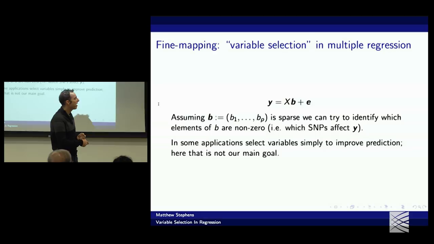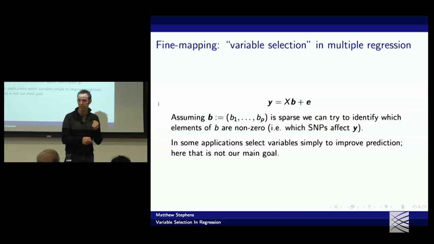It should be said that in many applications of multiple regression, people also select variables, but for a different reason: they want to build predictive models. You can often do a better job at prediction by setting many of the Bs to zero. That might seem counterintuitive, but when P is very big and you've got a lot of Bs, you can't estimate many of them very accurately, so it's better to just set them to zero than to try to estimate them. There's a whole set of methods trying to improve prediction. We might be interested in that, but it's not our primary concern here. Our primary concern is to say something about which SNPs are having an effect, so we're interested in which variables we're selecting, not just in improving predictive performance.